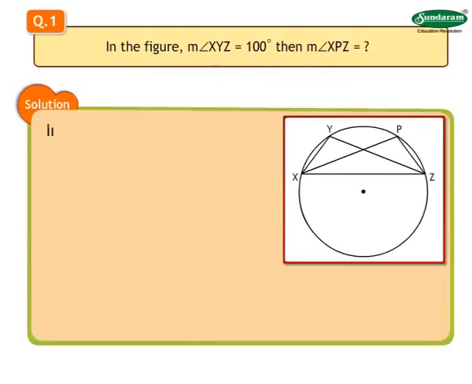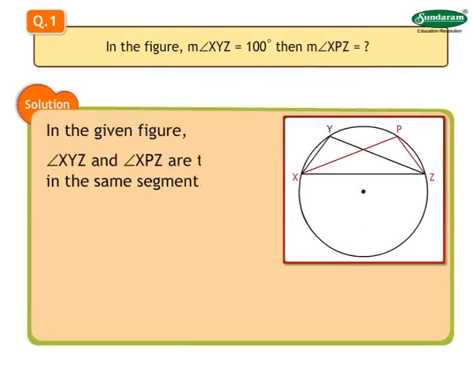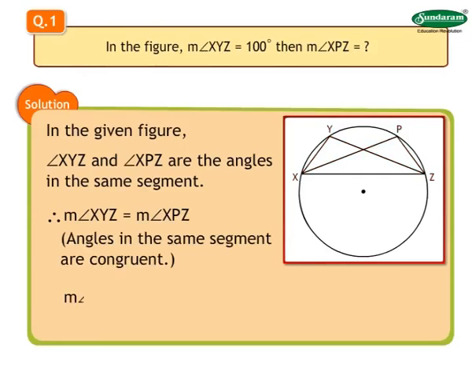Solution. In the given figure, angle XYZ and angle XPZ are the angles in the same segment. We know that the angles in the same segment are congruent. Therefore, measure of angle XYZ is equal to measure of angle XPZ. Measure of angle XYZ is given as 100 degrees. Therefore, measure of angle XPZ is equal to 100 degrees.